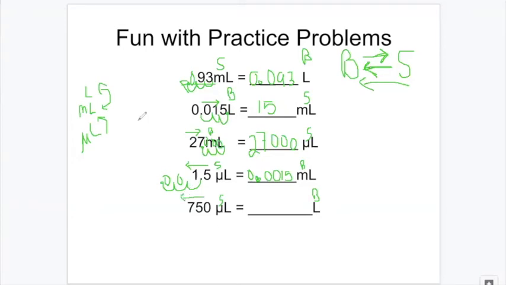6 total decimal places, 1 for each of these jumps. Okay, 1, 2, 3, 4, 5, 6. Okay, so you basically have to fill in 3 zeros here. You get 0.00075. You can put the last 0 on there if you want, doesn't matter. Right, and a placeholder 0 out the front. All right, that is doing practice problems of volume conversions.